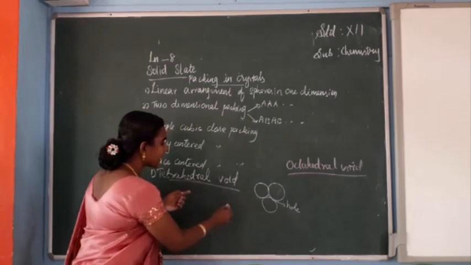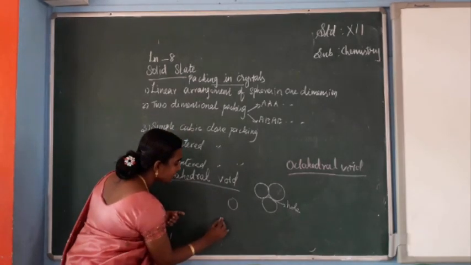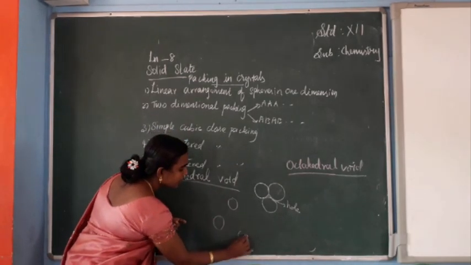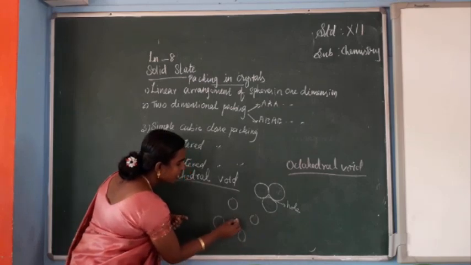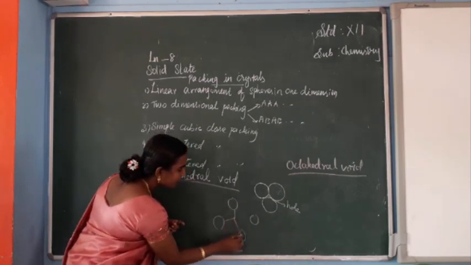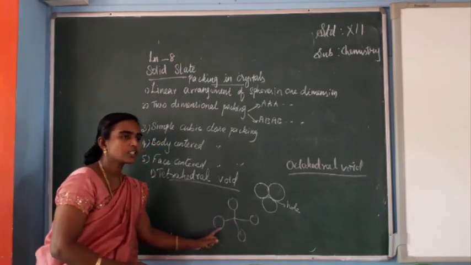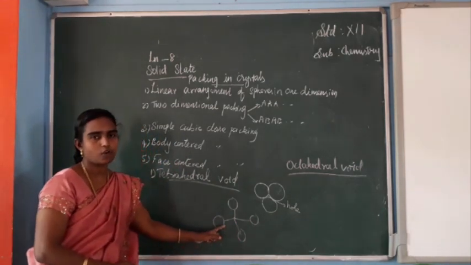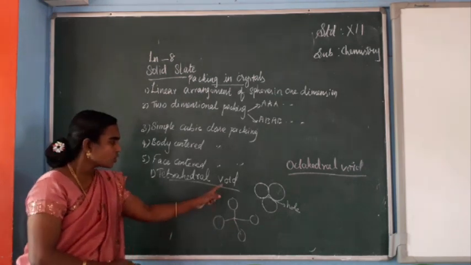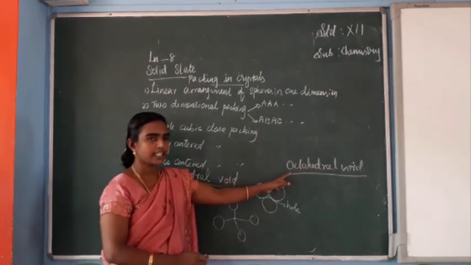It can connect like this: one sphere here, one sphere here, one sphere here, one sphere here. So this is connected by four spheres. It is called a tetrahedral void. Clear, students? Next we can see octahedral void.